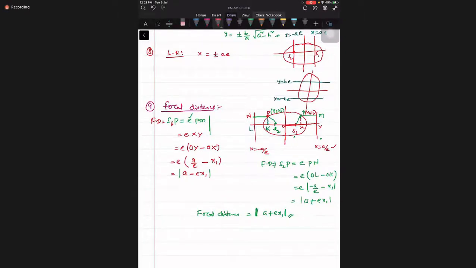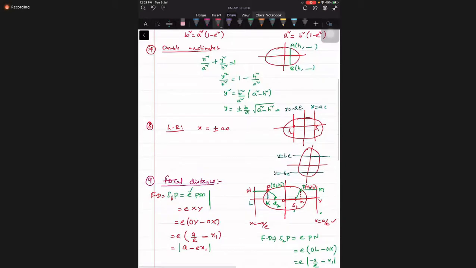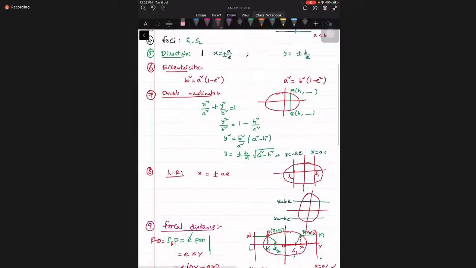One minute. Okay. Any point, even above any point, if you want me to display, so focal distance. Okay.